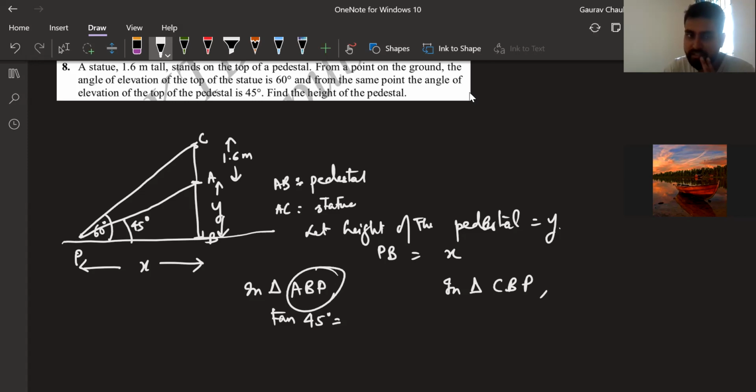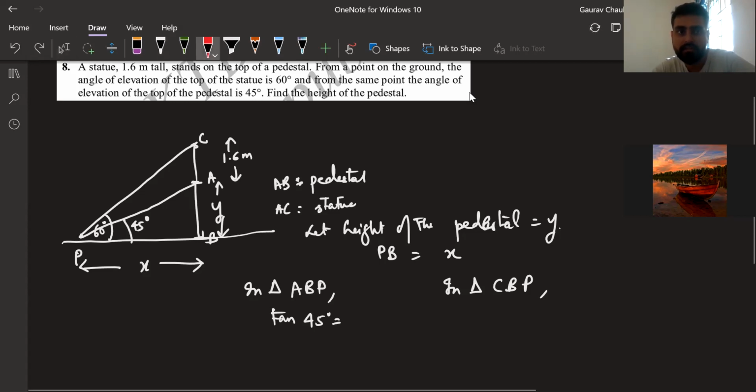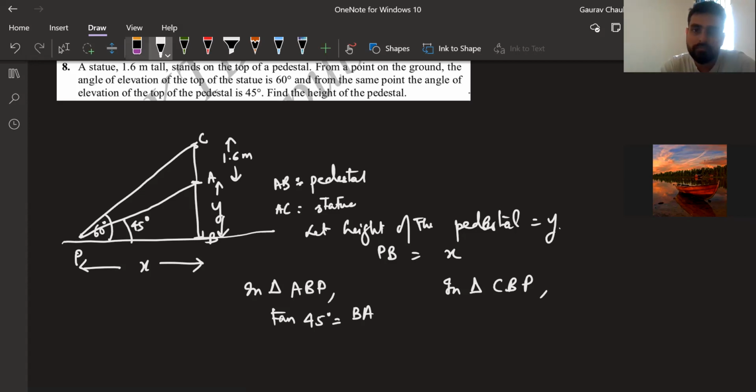How did BC come in ABP? Sir, one minute. ABP is this triangle. How are you getting BC here? Sir, sorry, it's BA. Continue. So BA by PB. Okay. Tan 45 is 1. BA by BP will be how much? It's Y by X, sir.